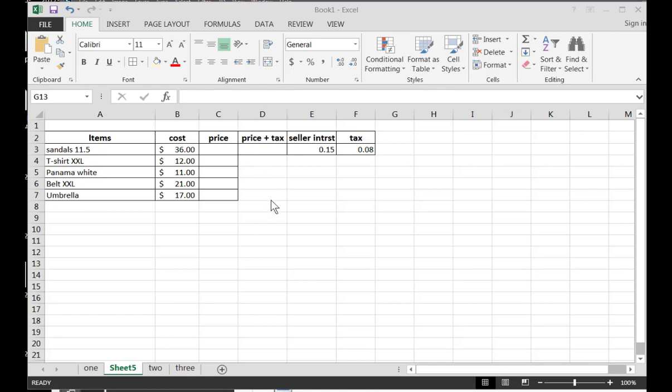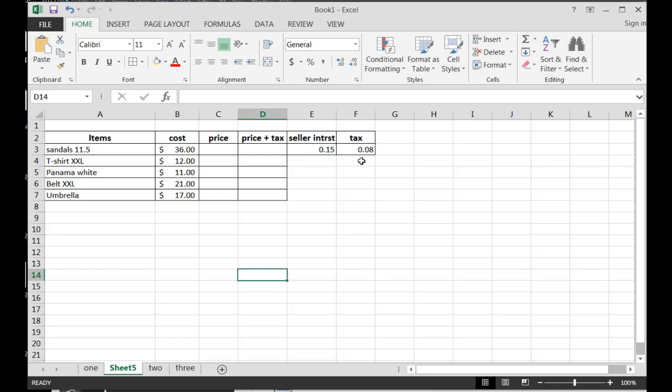Oh, by the way, folks, I don't see the border around price plus tax. Let me highlight these cells and apply all borders. Now you can see. Why are seller interest and tax just single cells? Because seller interest is single for all of these items, and tax is the same for all New York State.